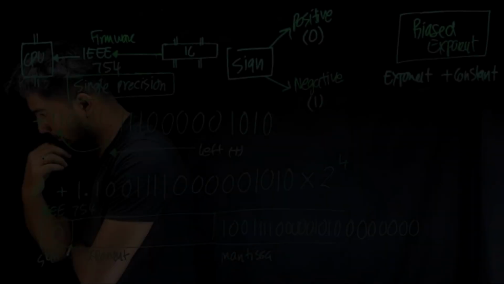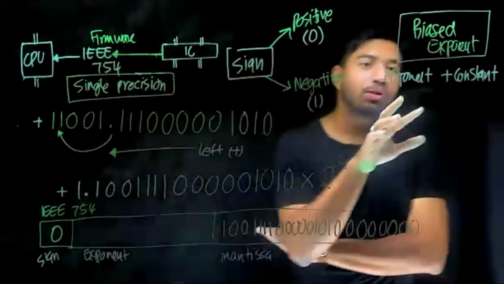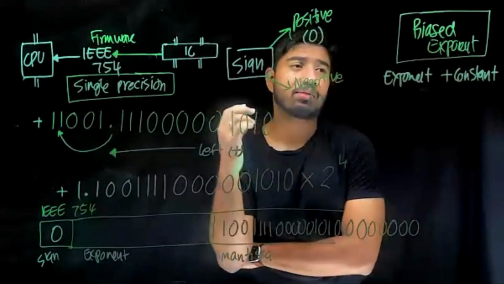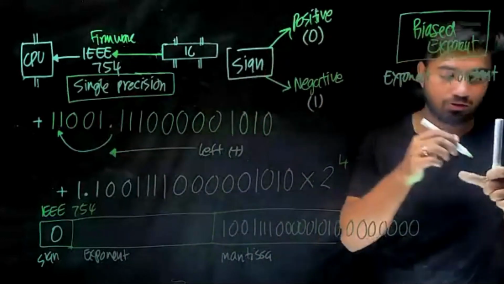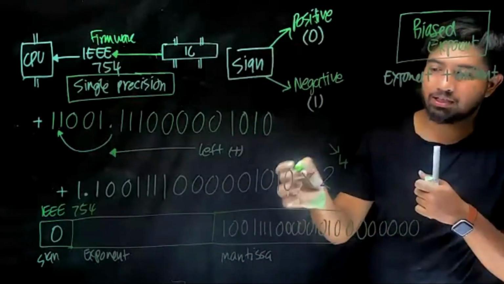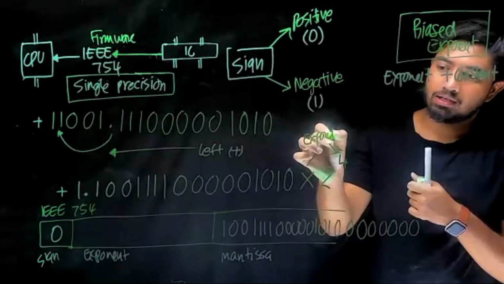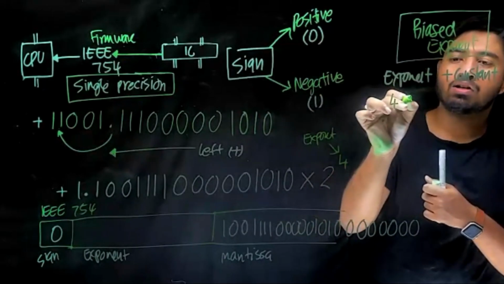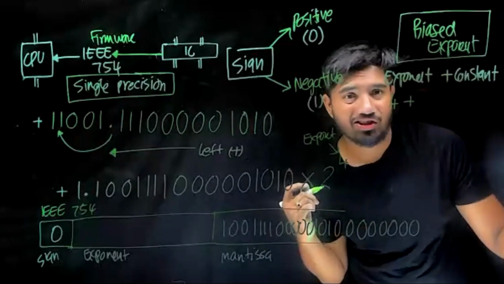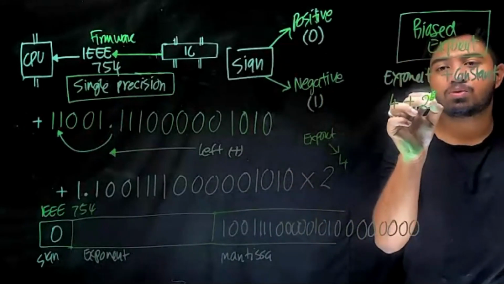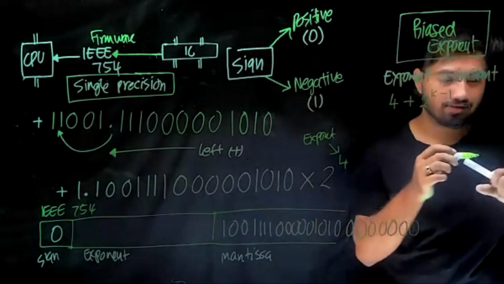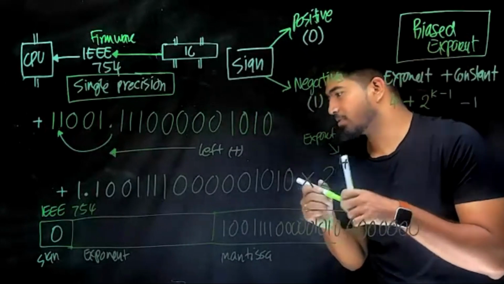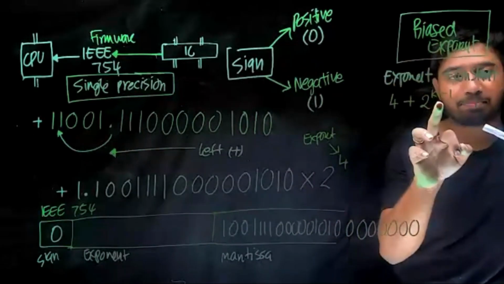If you add a constant, a negative number, if you get one, will be eliminated. So your exponent is 4, and it should be added with a constant. To get the biased constant, we have an equation: 2 to the power k minus 1, minus 1. Here k represents the number of bits.